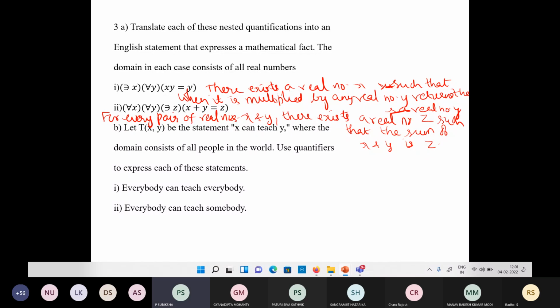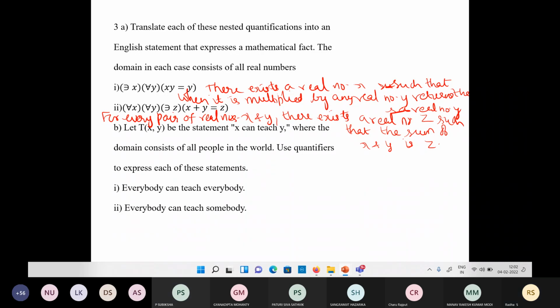Ma'am, should we specify x and y, or write it in general? General you can write. That's what I said with every pair. That itself generalizes. Without x and y, that is okay. For every pair of real numbers, there exists another real number z, at least one time you have to specify, such that z is the sum of those two real numbers. You need not specify x and y.